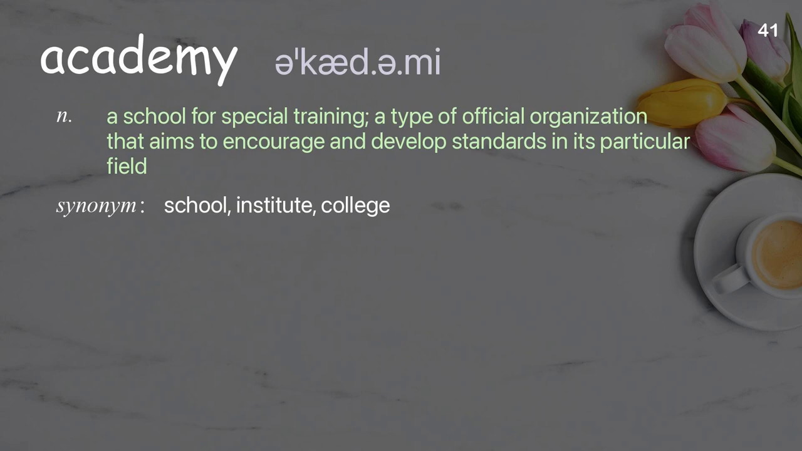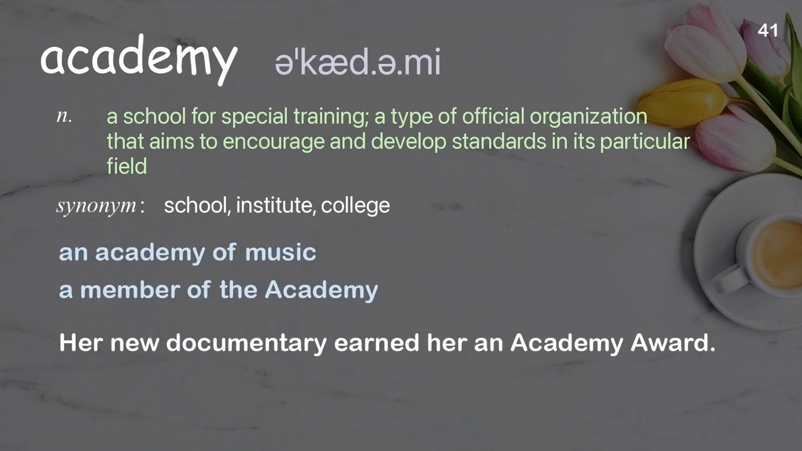Academy. A school for special training, a type of official organization that aims to encourage and develop standards in its particular field. Examples: an academy of music, a member of the academy. Her new documentary earned her an Academy Award.